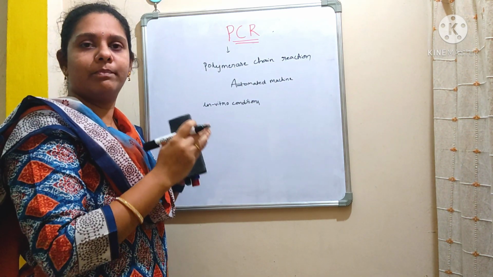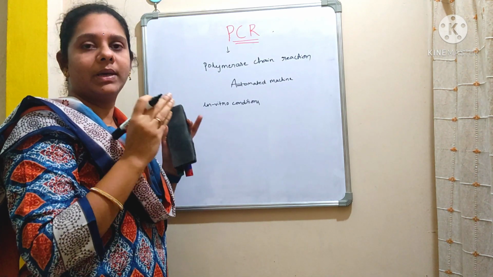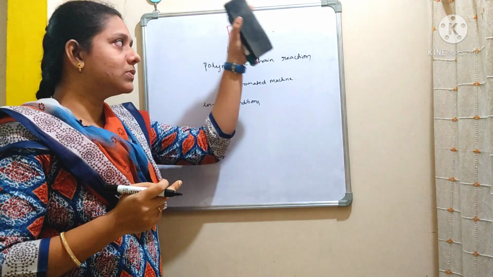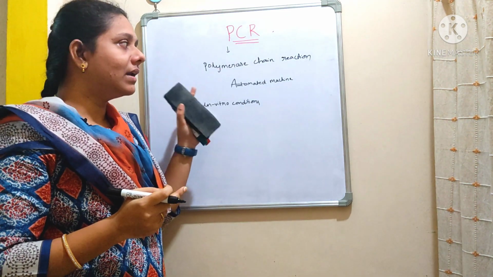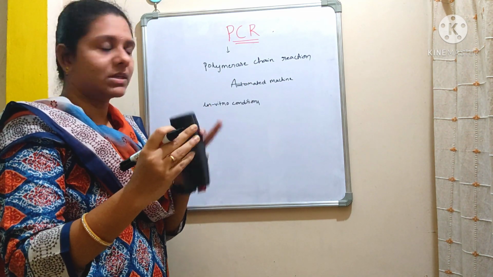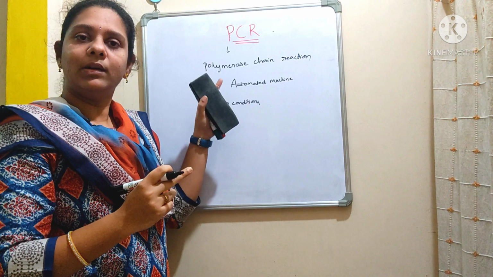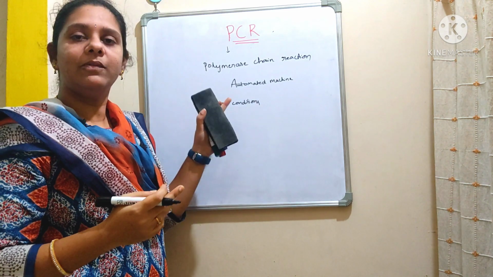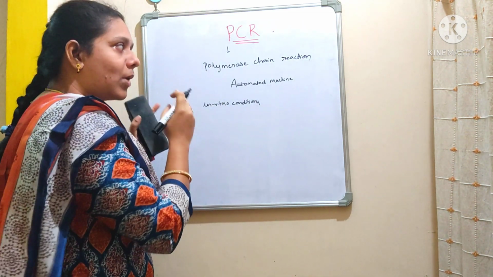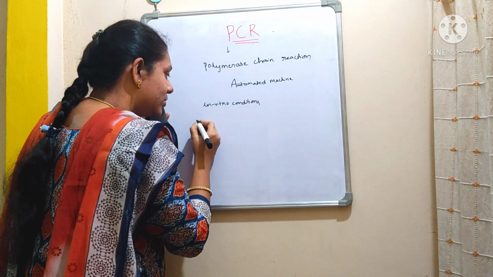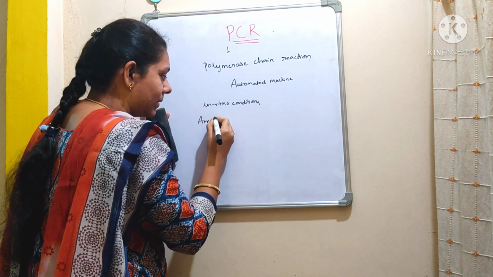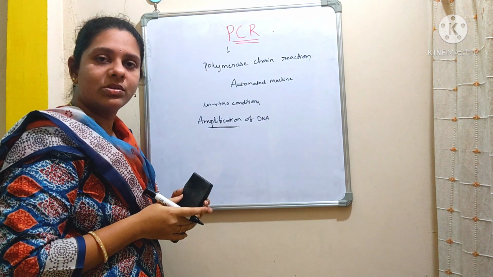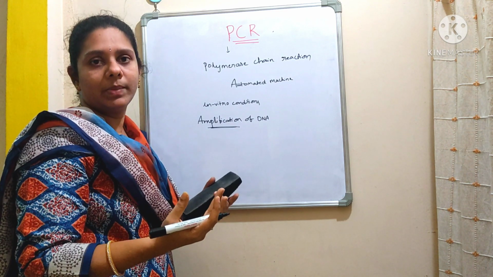In this method of PCR, we are going to set up a reaction in a test tube that is going to be placed into this machine, which we call a PCR machine. And then with a series of steps, finally at the end we are going to get millions and billions of copies of the DNA. So simply we define PCR as the polymerase chain reaction which is used for the amplification of DNA. Amplification of DNA is nothing but making multiple copies of DNA.